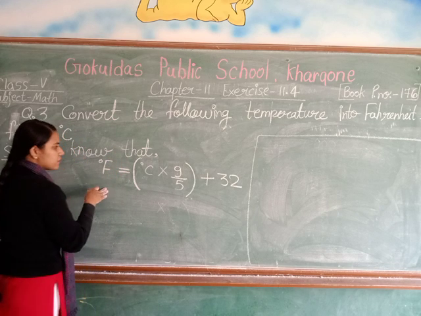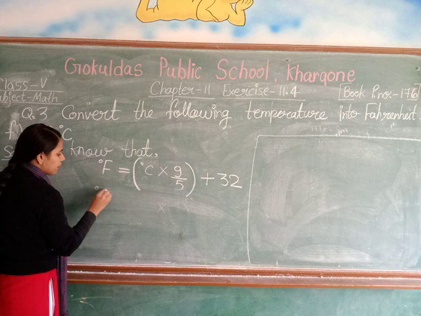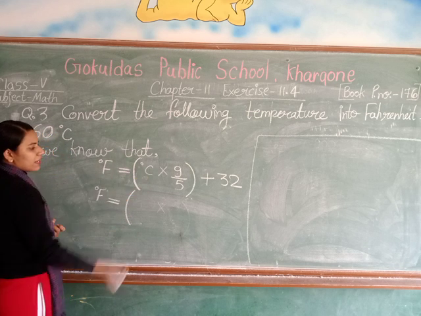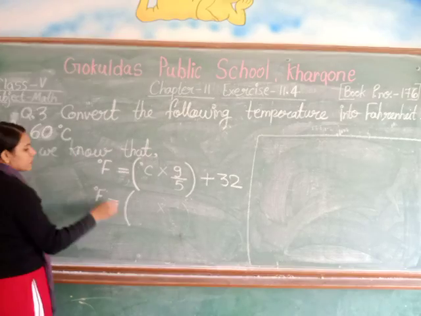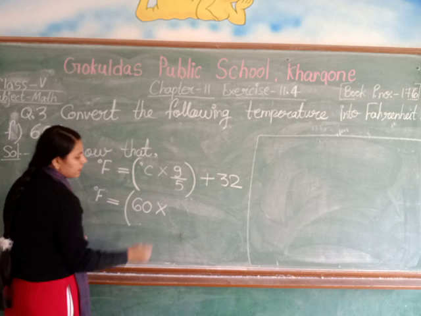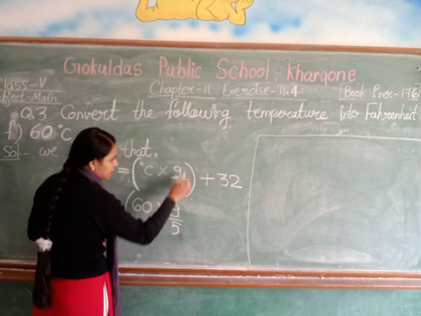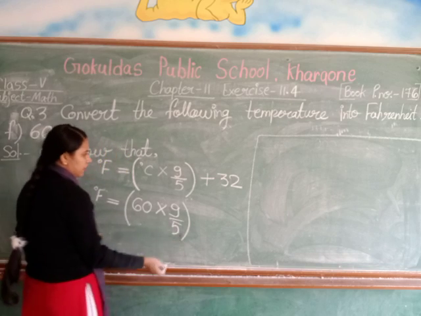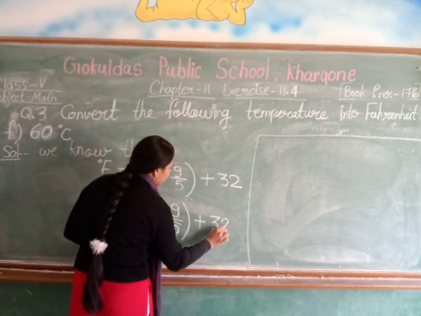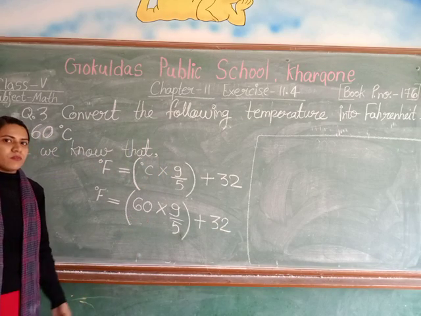Now we will put the values in the formula. We don't have any value for degree F, so write degree F as it is equals to bracket open. We have the value of degree C. What is the value? 60. So write 60 here. Put a multiply symbol. 9 upon 5 is written, so write 9 upon 5 as it is. Bracket close. Plus 32. Now we have put the value of degree C in the formula.